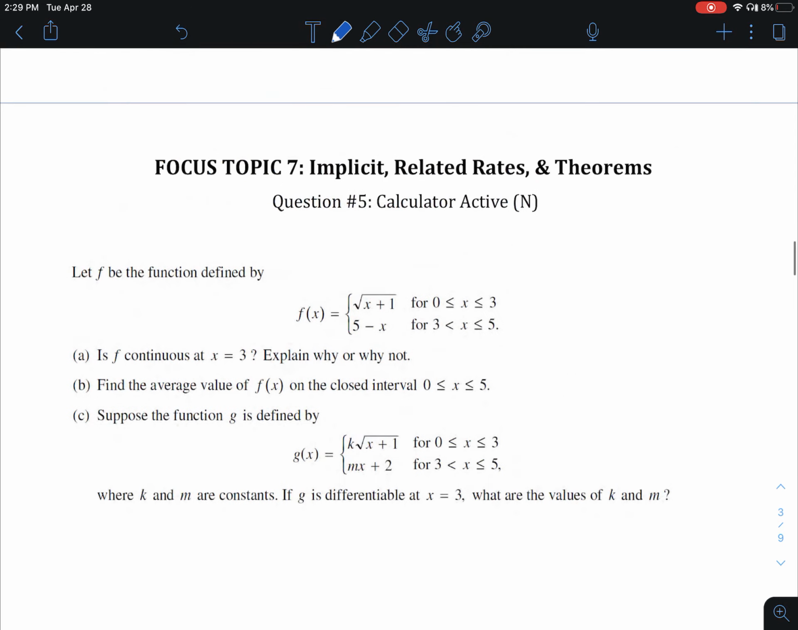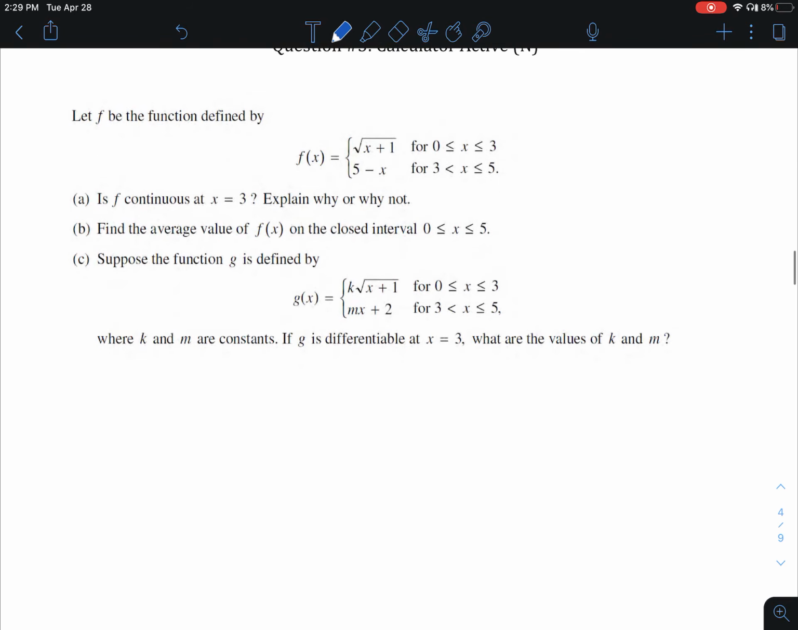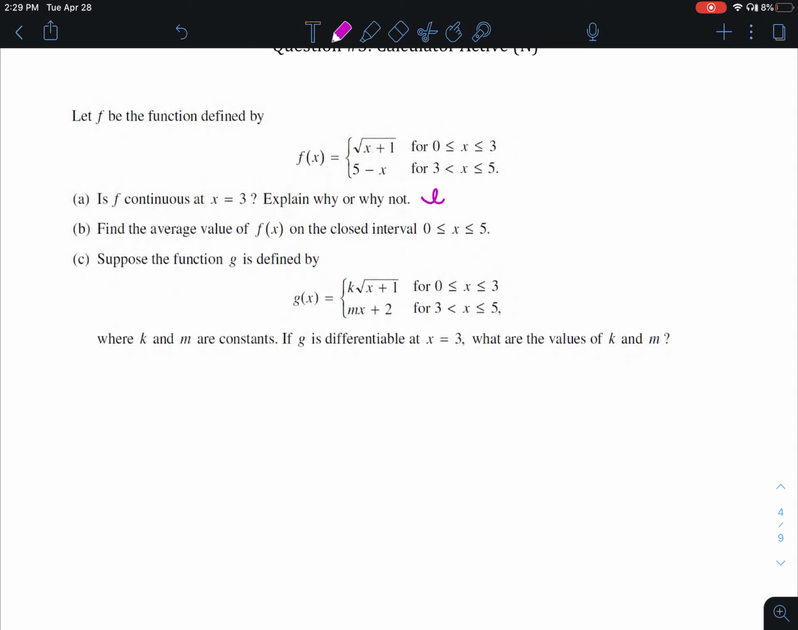Okay, the second problem I assigned was number 6 in 2003. What we see here is a piecewise function. Is f continuous at x equals 3? Explain why or why not. So continuity exists if the limit as x approaches 3 from the left and the right of f of x equals f of 3. I'll write proper notation, I apologize.